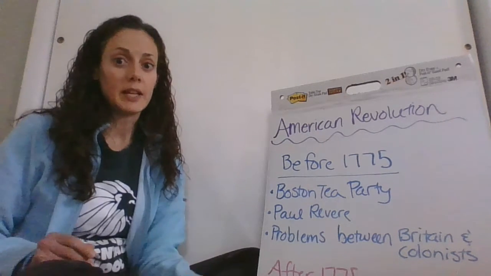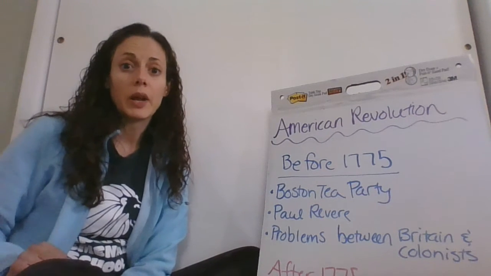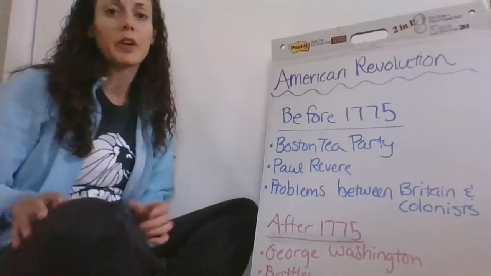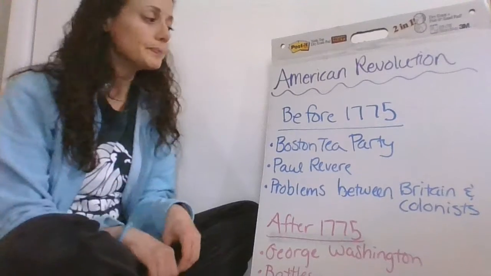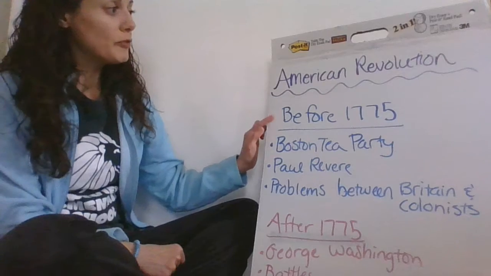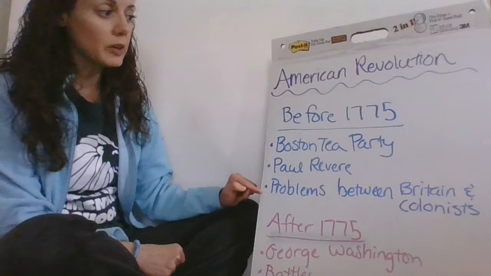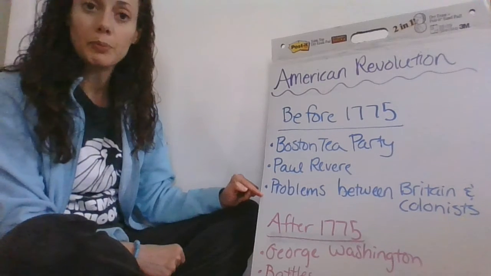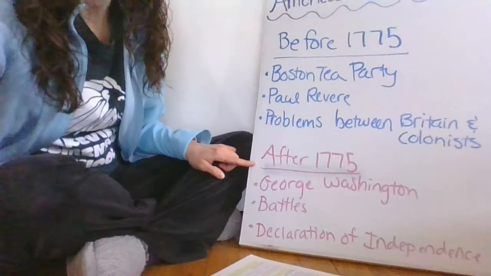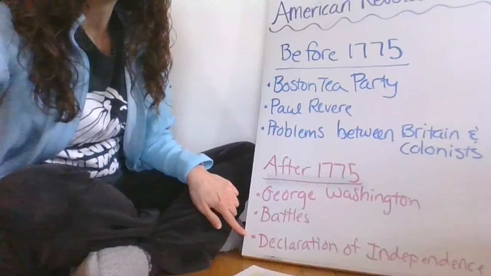So what I did for you guys was I went into Epic and Learning Ally and I selected some books that went along with these topics. So there are a number of topics to choose from for your more focused chapter. So that's what your reading is going to be centered around today. Before 1775, we have the Boston Tea Party, Paul Revere, and problems between Britain and the colonists. For after 1775, we have George Washington, battles that were a part of the war, and the Declaration of Independence.